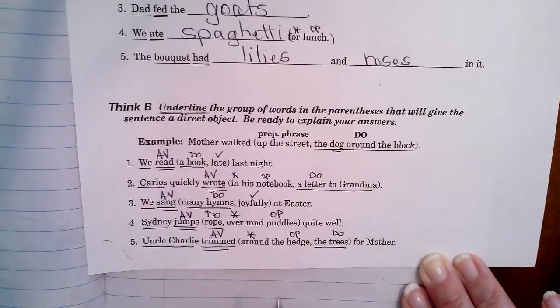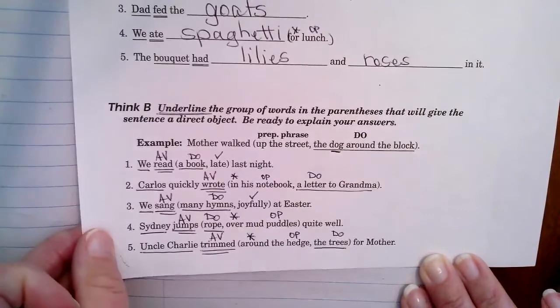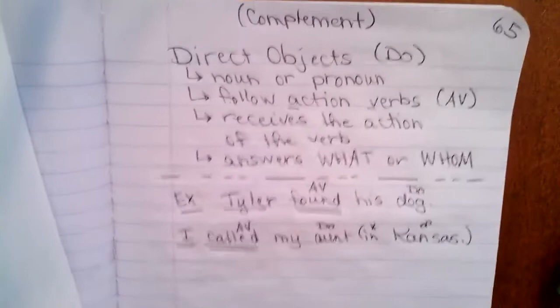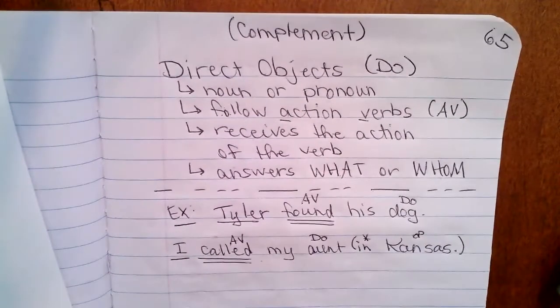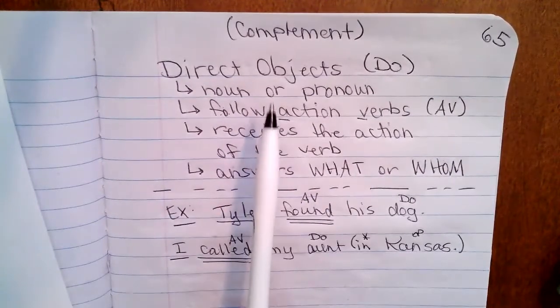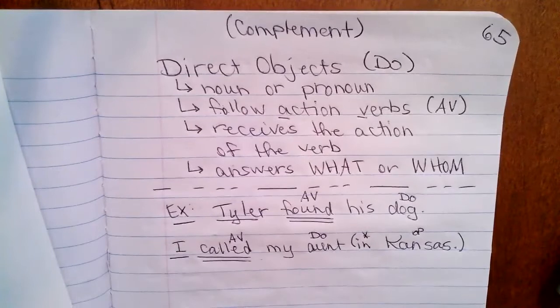Okay. All right. So today I wanted us to talk about a complement, a specific type of complement, a complement that follows an action verb. Okay. So this was just us learning about a direct object, the characteristics of it, and then practicing with it a little bit. We'll do a little bit more with practicing after spring break.